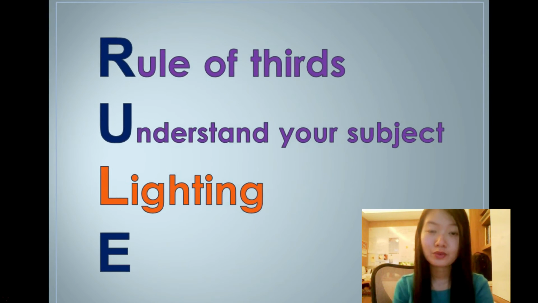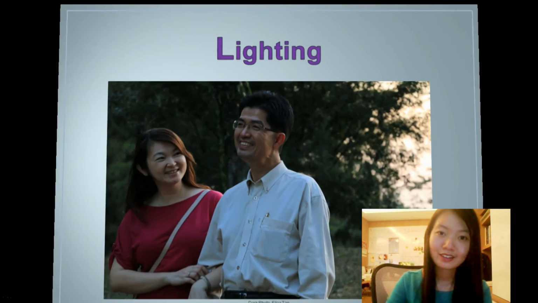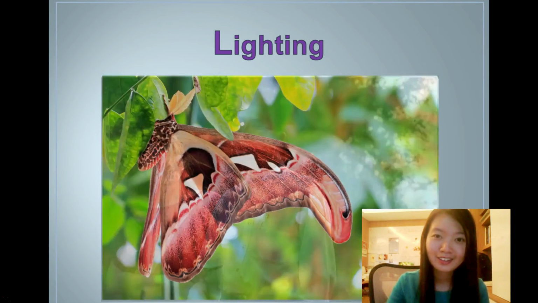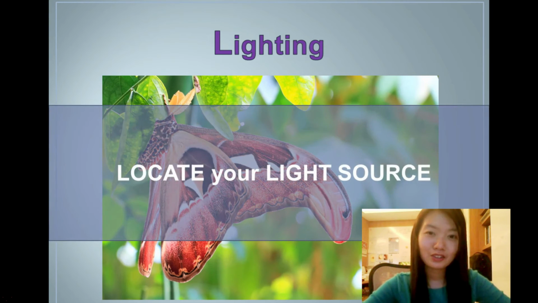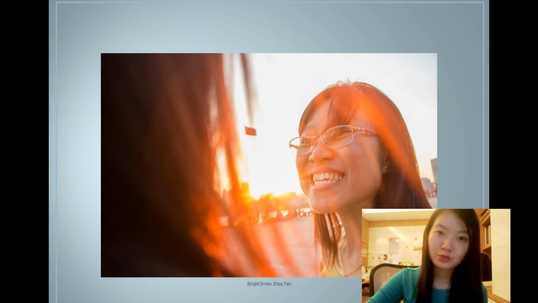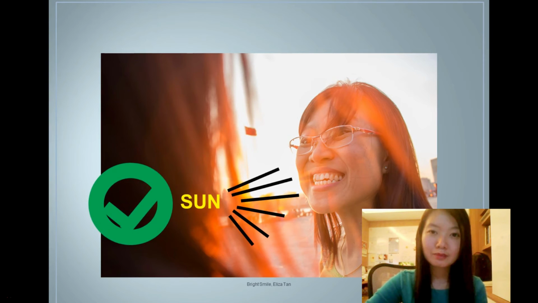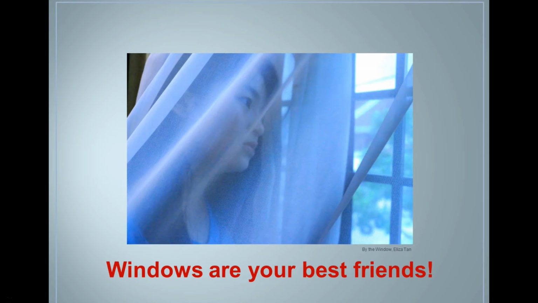So R stands for the rule of thirds, U for understand your subject, and L for lighting. Have you ever taken the perfect shot only to discover to your dismay that everything is just too dark? To brighten up your photos and thus your memories, locate your light source. Have your subject face the direction in which the light is coming from to get a well-illuminated photo. Try to find a balance so your photo is neither too bright nor too dark. When indoors, windows are your best friends.